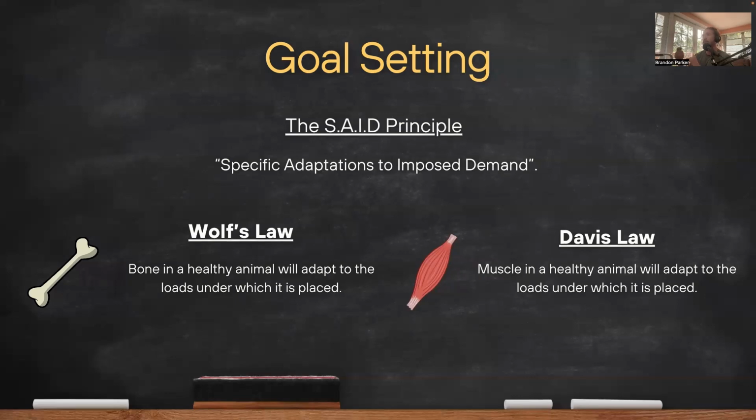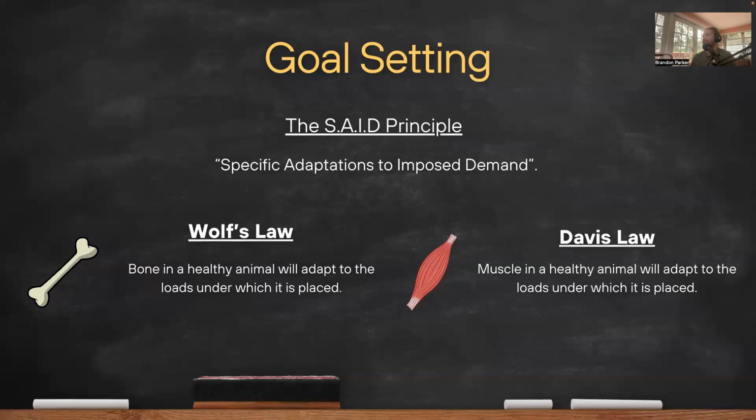So, the first thing that I want to start off with is the SAID principle. Your body will always specifically adapt to the imposed demand that we place on it, right? And to take this two steps further, you have Wolff's law and you have Davis's law. These two laws simply reinforce the SAID principle. What Wolff's law says is when the bone is exposed to healthy stress, it will adapt and get stronger over time. Davis's law is the exact same thing, but instead of the bone being exposed to healthy stress, it's our soft tissues, so ligaments, tendons, and muscles. So now we know that the musculoskeletal system will specifically adapt to the imposed demand that we place on it.